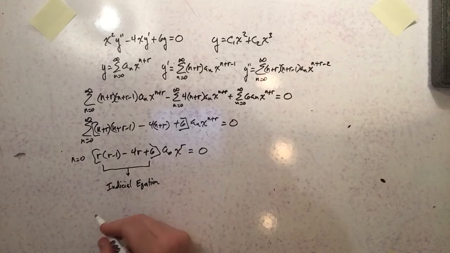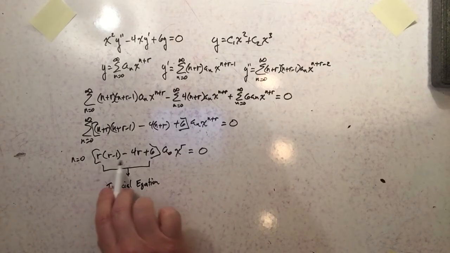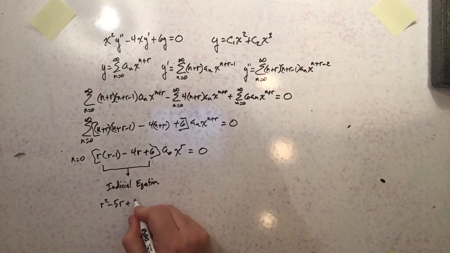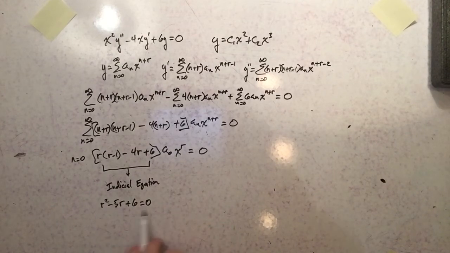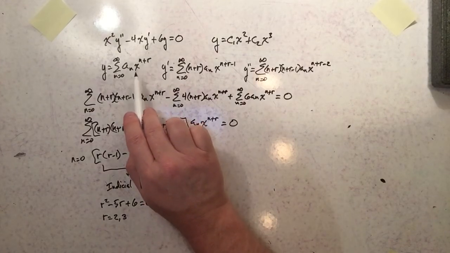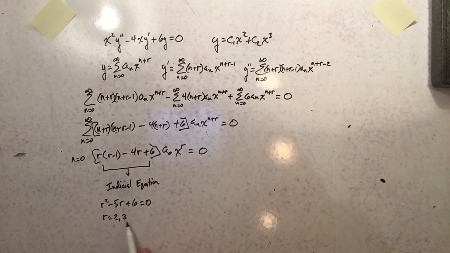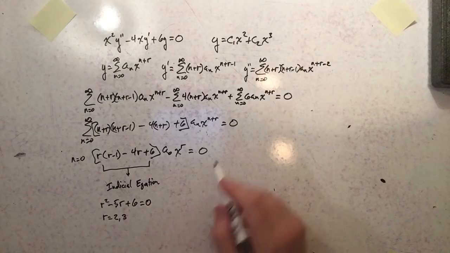This is going to look familiar to you. R squared minus r minus 4r is r squared minus 5r plus 6 equals 0. Notice that's exactly the same equation we got when we were solving this as an Euler-Cauchy. So it has the same roots. R is equal to 2 or 3. The difference here is that r doesn't actually represent the solutions. It just represents how we're modifying the series. So what we need to do is deliberately look at these individually. So I'm going to choose r equals 2 first.